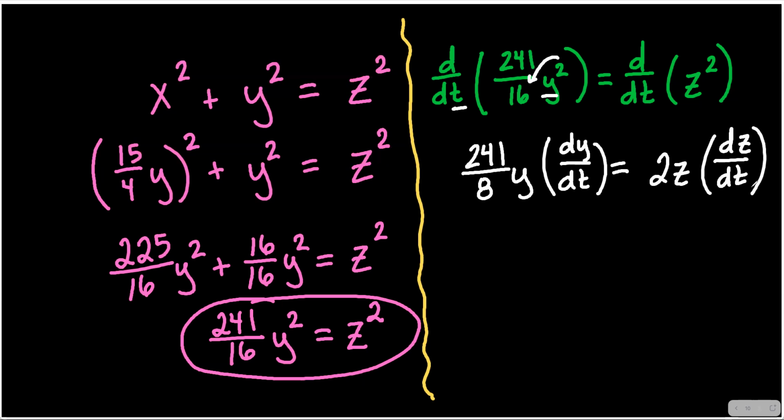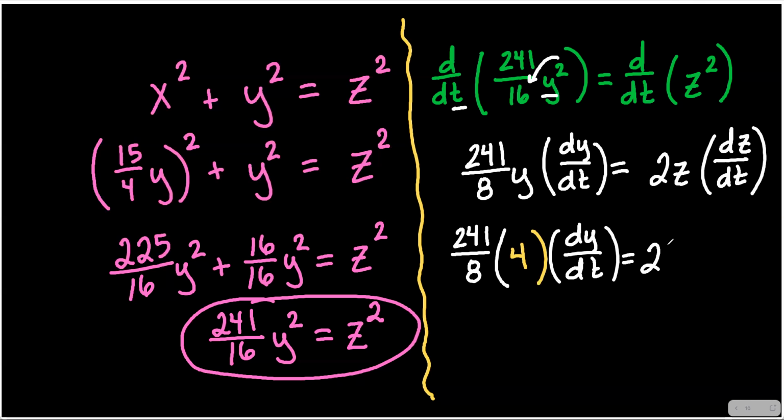So now we're going to go ahead and see if we can start plugging in some values. Plug in what we know. So I have 241/8. Do I have a value for y? Yes, they gave it as 4 initially. Do I know dy/dt? No. That's what we're solving for.